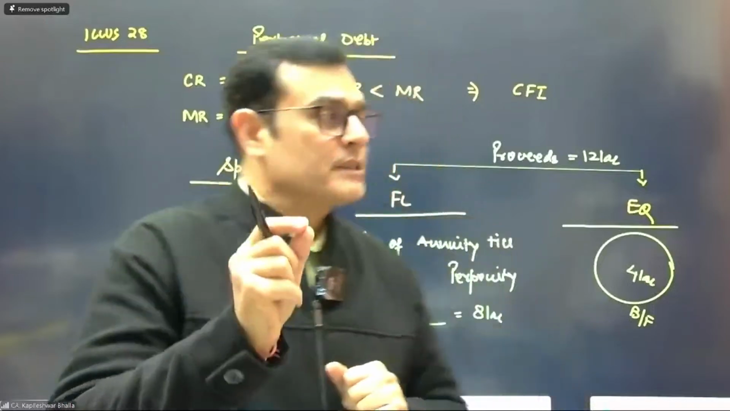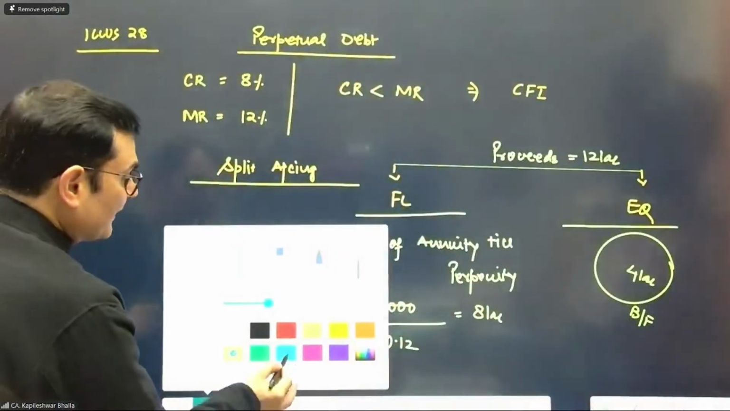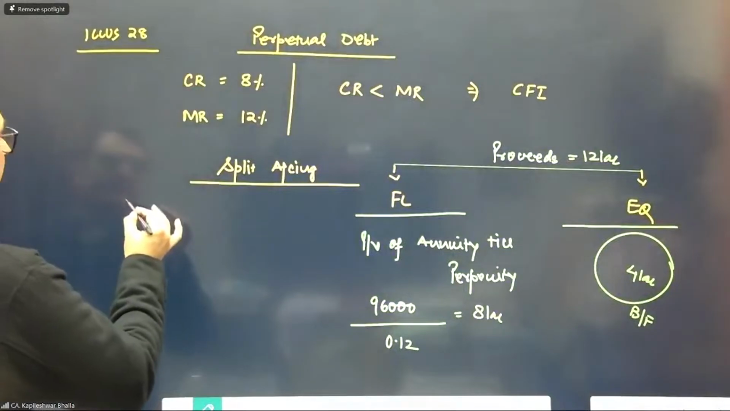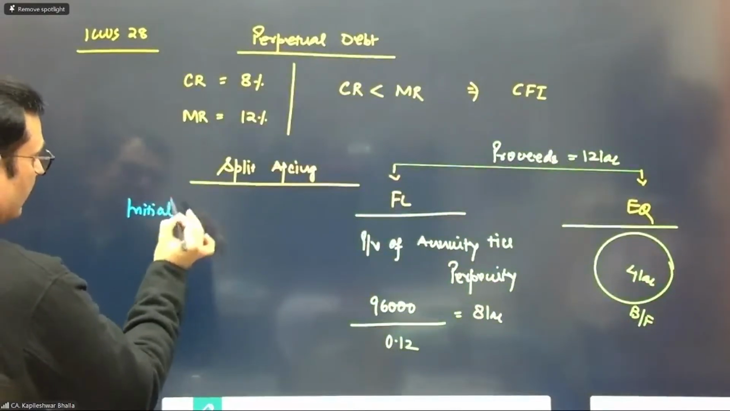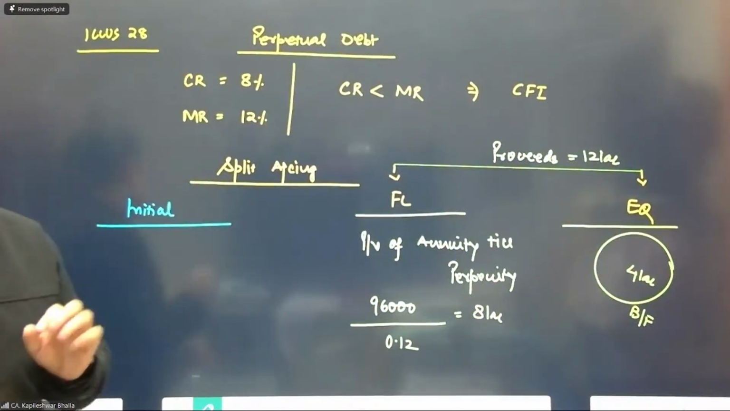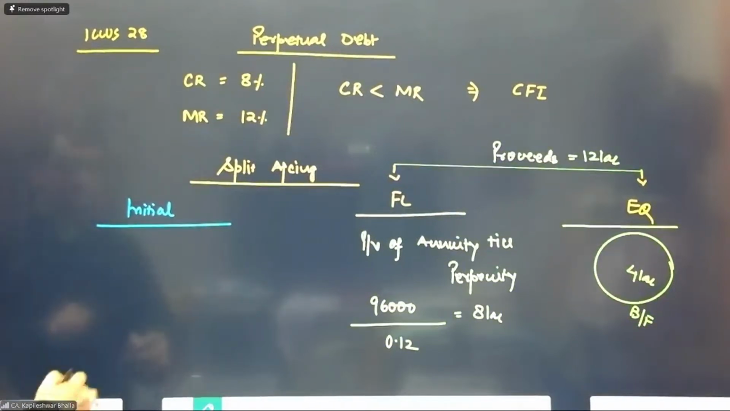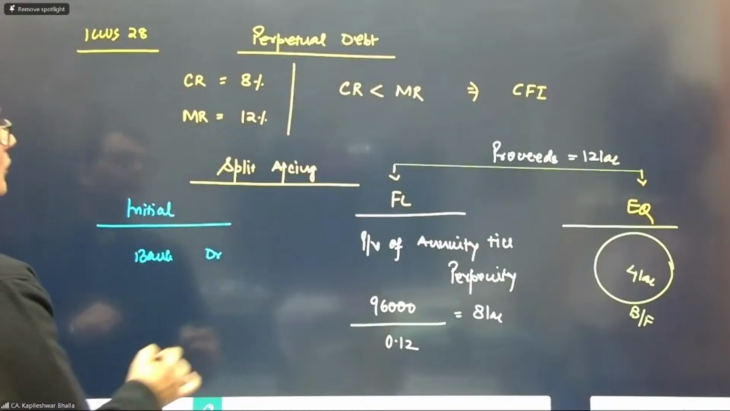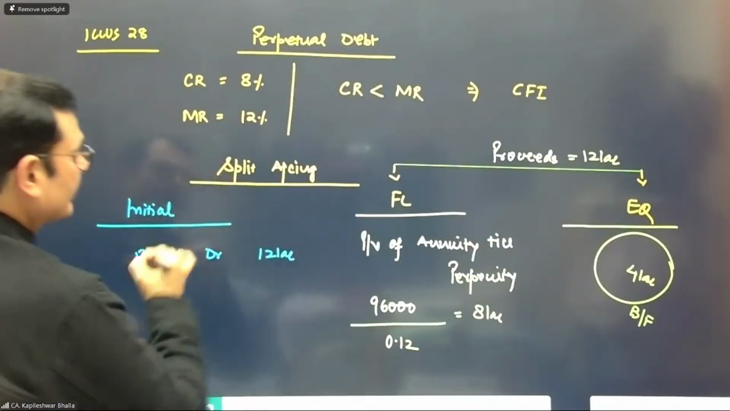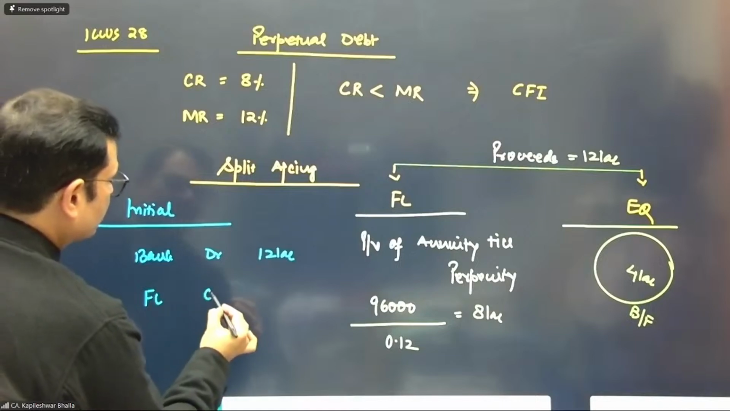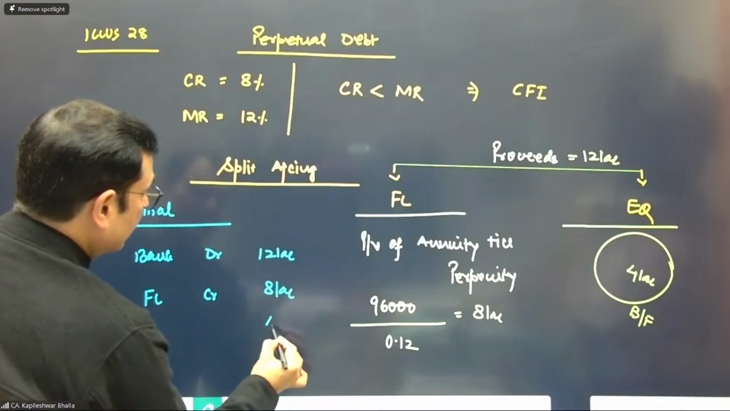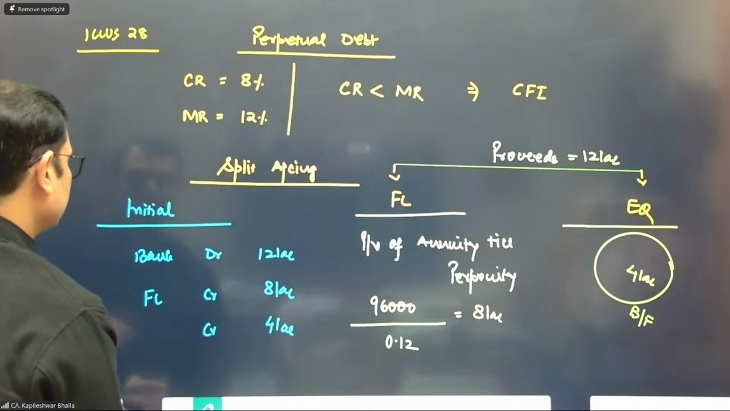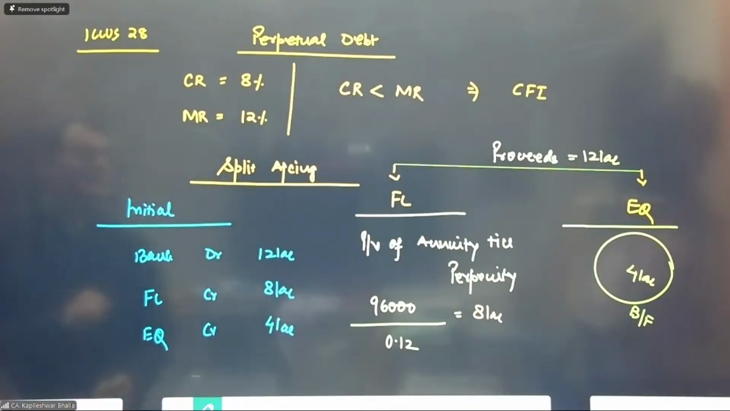So in this particular case now, let's see what is the journal entry I am going to pass at the initial recognition. The company as an issuer puts the entry: bank account debit, which is equal to the proceeds of 12 lakh, and the financial liability gets a credit to the extent of 8 lakhs, and the remaining 4 lakh rupees will be put in terms of equity. So this is the journal entry which we are going to pass at the very inception of the instrument.